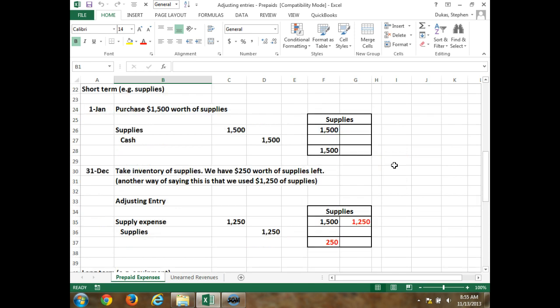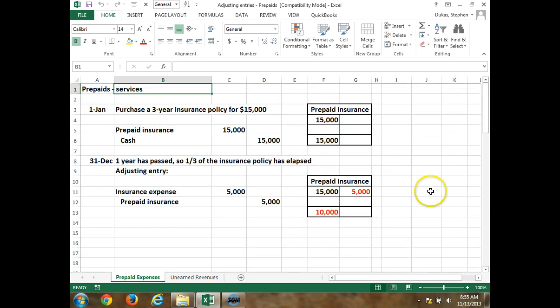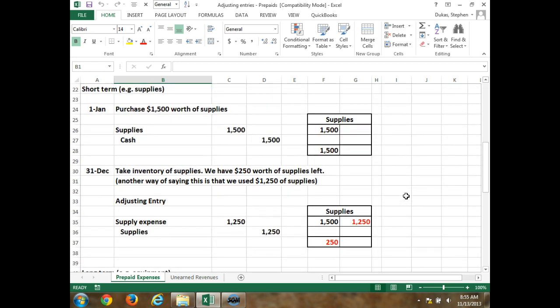Now, unlike the service transaction, where the reduction in the asset account is a function solely of time passing, with this asset account, the reduction in the asset is associated with actual usage of the asset. So, from the standpoint of supplies, we take inventory at the end of the year. We find in this example that we have $250 worth of supplies left. Or another way of saying that is that we've used $1,250 worth of supplies.